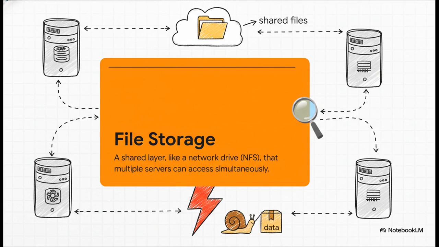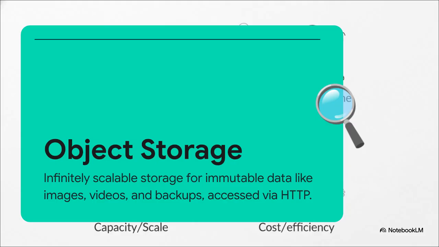This is great for things like shared configuration files or some older legacy apps. But it has one big weakness: network latency. Every single file operation has to go over the network, and that's just always going to be slower than talking to a local disk.